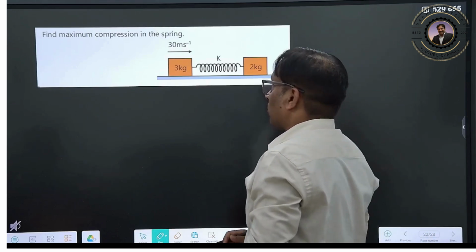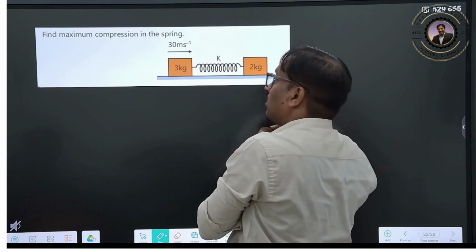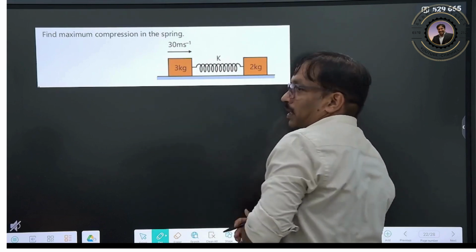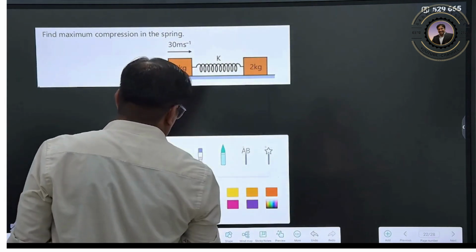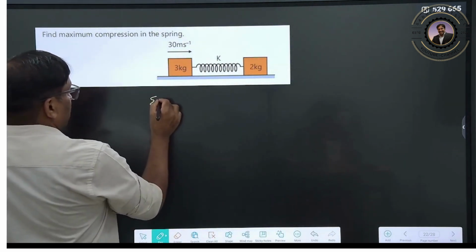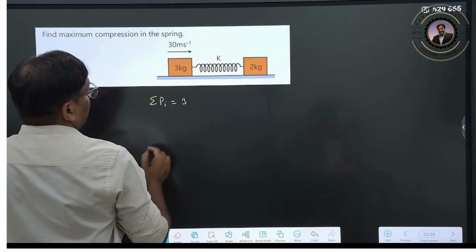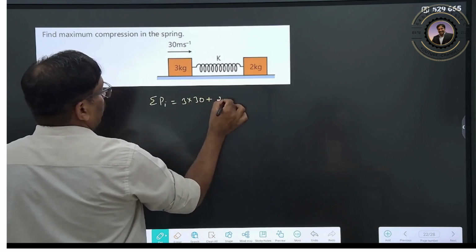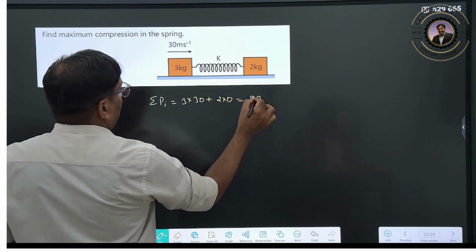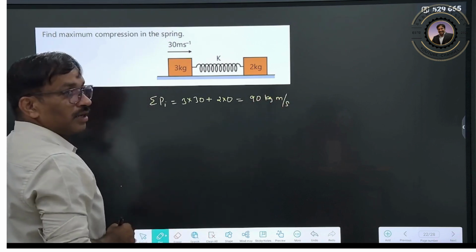Right, so when will the maximum compression take place? When both are going with the same speed. Clear? Therefore, initially we are giving some momentum here. What is the initial momentum? 3 into 30, plus 2 into 0, since this one is not moving initially. Therefore 90 kg meters per second. So this is your initial momentum.